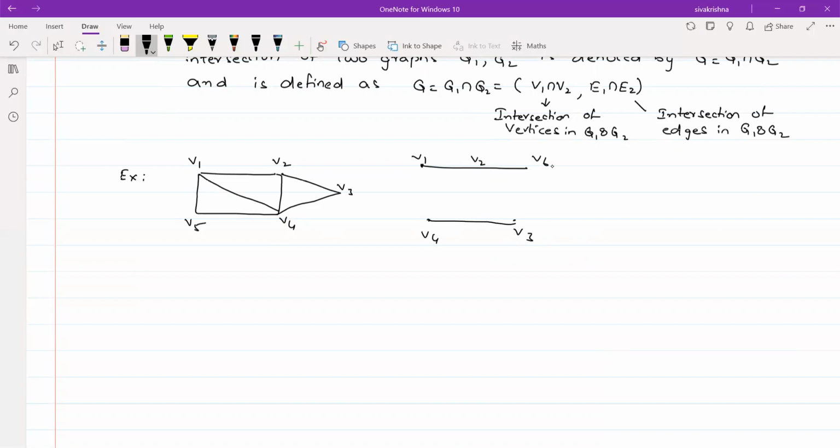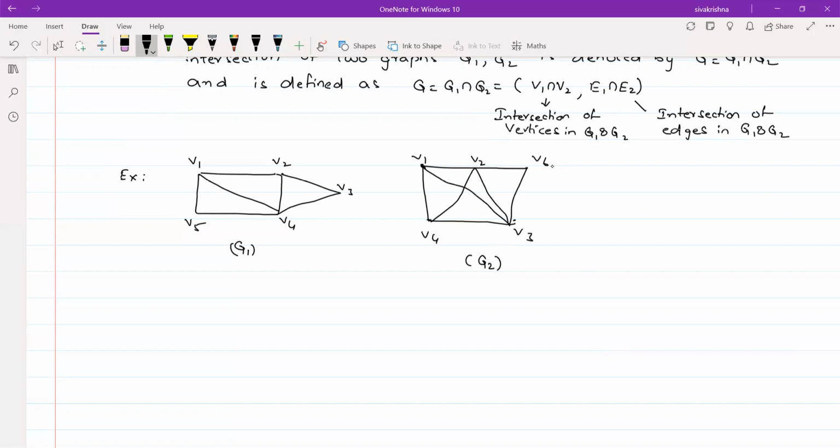So this is graph G2. So this is G1 and this is G2. Okay, so now I am going to define G1 intersection G2.